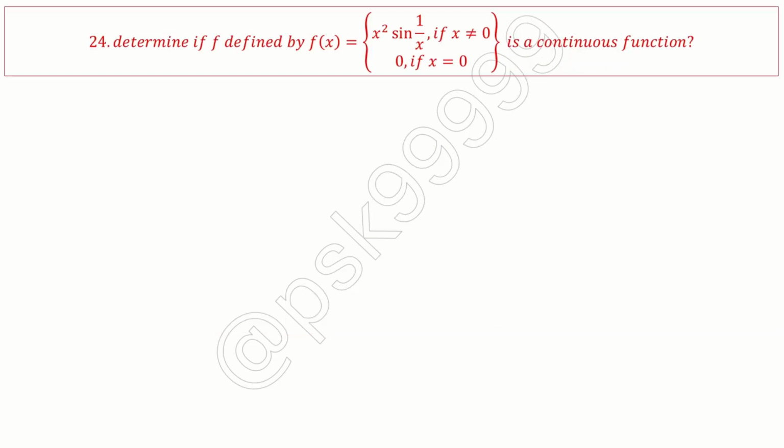Okay, next. Determine if f defined by f of x equal to x square sine 1 by x if x is not equal to 0, 0 if x equal to 0, is a continuous function or not. This is a very, very important question actually, and a very important thumb rule to remember, not only for continuity but also for differentiability, but we will discuss differentiability of this one when we go to differentiation. So let's check this one.